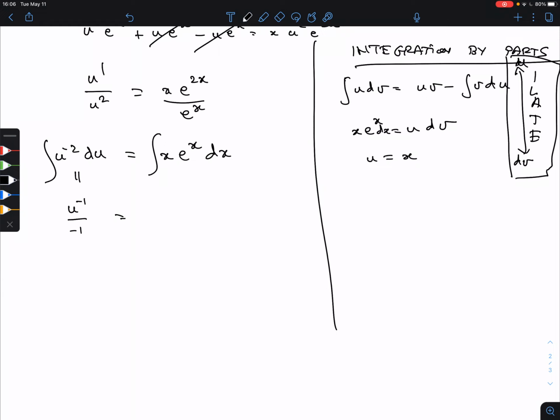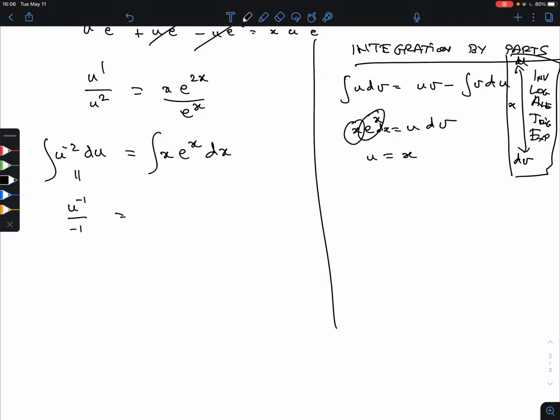If you don't know what I mean here, let me explain it very quickly. What does the I in ILATE stand for? These are abbreviations: I stands for inverse trig, L stands for log, A for algebraic, T for trig, and E for exponential. So inverse trig, log, algebraic, trig, and exponential. What we have here is an algebraic and an exponential. So this x is algebraic and the e^x is exponential. And the scale, as I said, the one that is on top, the x, becomes the u, and the one on the bottom becomes the dv.